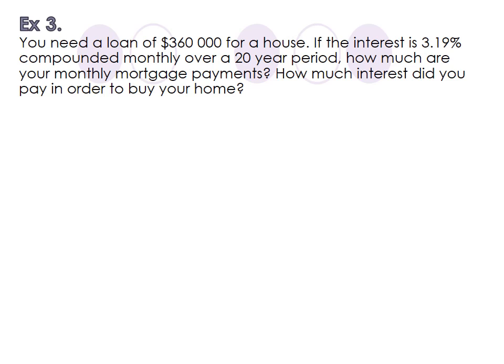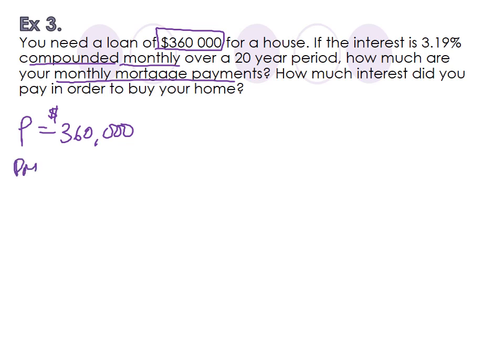Our last example, you need a loan of $360,000 for a house. If the interest is 3.19%, compounded monthly over a 20-year period, how much are your monthly mortgage payments, and how much interest did you pay in order to buy your home? So again, it's asking us how much are your monthly payments, and it gave you compound interest, it gave you monthly, and it gave you the present value. That's the value of the home that you would like to buy. So your present value, $360,000. Your payment, you're trying to figure that out, how much you're going to pay for your house.